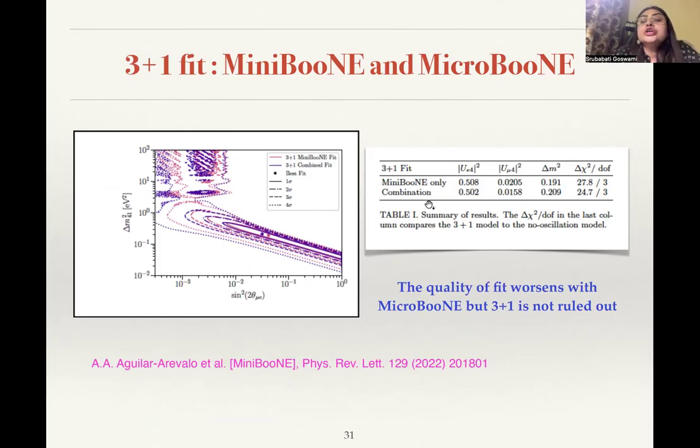So I will come to that, but this is a summary of the 3 plus 1 fit of MiniBooNE and MicroBooNE. So what we can see is that this red is the MiniBooNE fit, and then this is the combined fit. So what we see is that the quality of the fit worsens with MicroBooNE. For MiniBooNE only, the delta chi square was 27.8 for 3 degrees of freedom, so this is how the no oscillation is ruled out. But in the combination the delta chi square slightly worsens, but the 3 plus 1 is not ruled out if we combine MicroBooNE and MiniBooNE. However, the appearance and disappearance tension is very difficult to resolve.